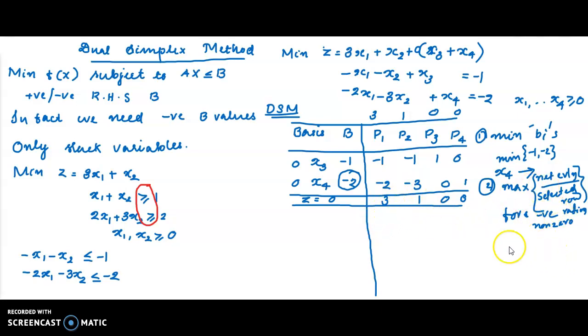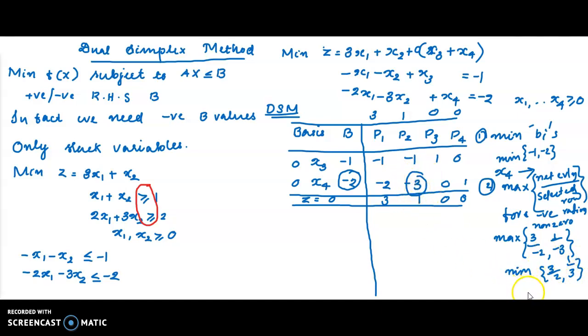Here 3 by minus 2, we have to select the maximum of 3 by minus 2 and minus 1 divided by minus 3. Maximum of these negatives equals the minimum of the corresponding positives. Minimum of 3 by 2 and 1 by 3 is 1 by 3. Therefore, it corresponds to this one.